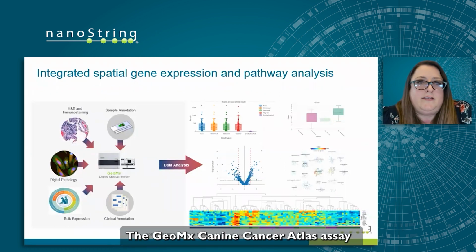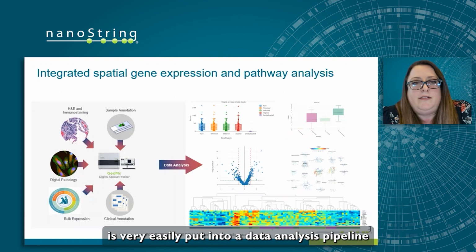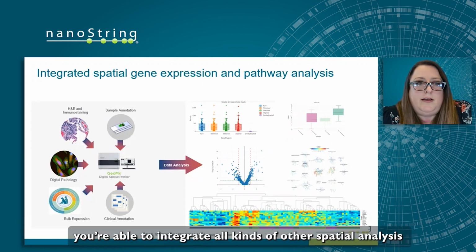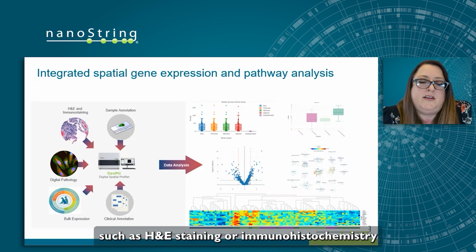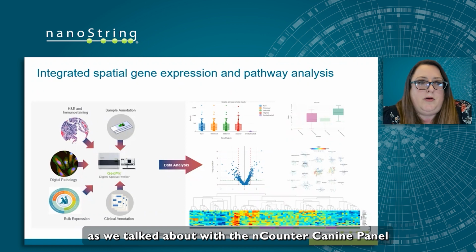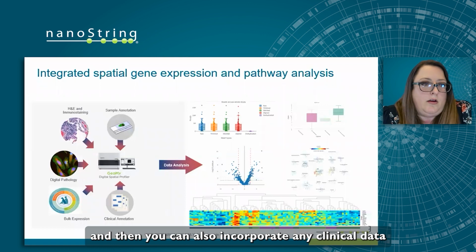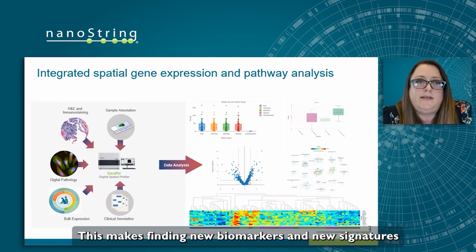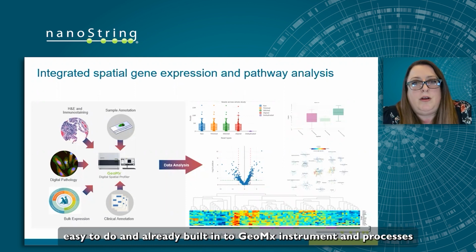The GeoMx Canine Cancer Atlas assay is very easily put into a data analysis pipeline. You're able to integrate all kinds of other spatial analysis, such as H&E or immunohistochemistry. You can also integrate digital pathology. You can integrate bulk expression, as we talked about with the nCounter canine panel. And then you can also incorporate any clinical data. This makes finding new biomarkers and new signatures easy to do and already built in to the GeoMx instrument and processes.